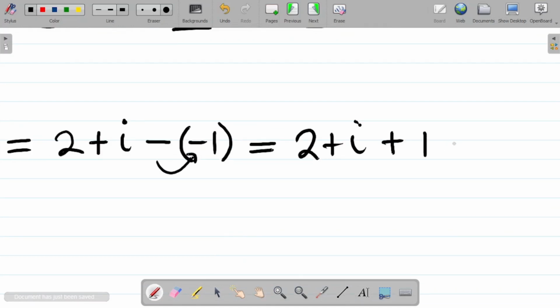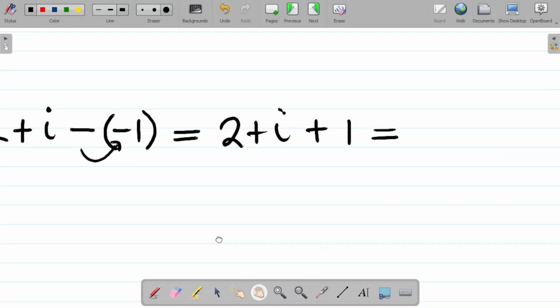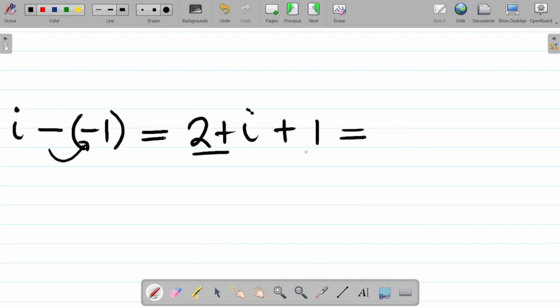I have this. And that's equal to, if you work on this, this becomes 2 plus 1. That gives you 3. So it becomes 3 plus i. All right, so my answer there for the denominator is 3 plus i. So what does this mean?